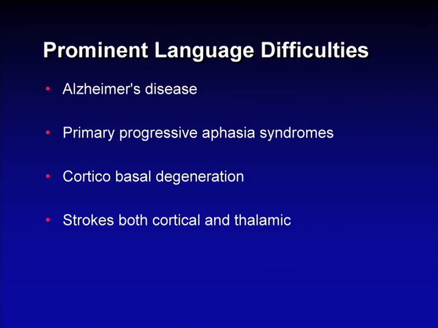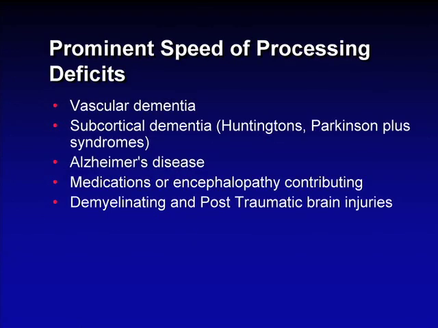Prominent language difficulties are seen in AD again, and you see consistently that AD can show up in different kinds. You can have regional variants of AD that can sometimes confuse you. And so, as Dr. Cummings was mentioning, 40% of non-AD diagnoses end up being AD. You can also have primary progressive aphasia syndromes and corticobasal degeneration.